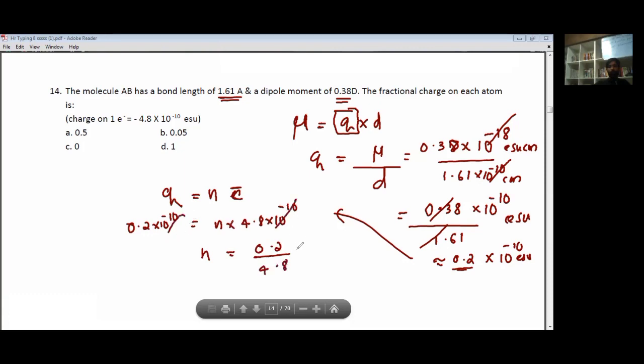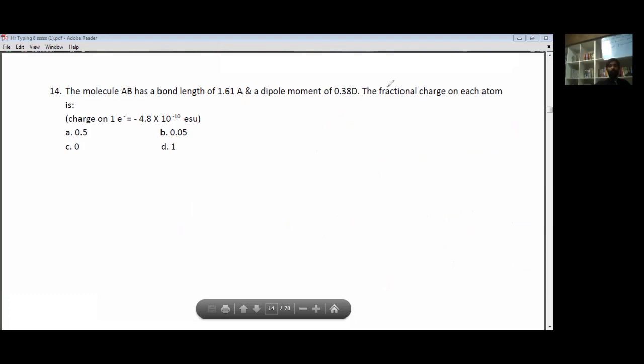10 raised to minus 10 gets cancelled. So 2 by 48. If having 0.00, then it will be 200 divided by 48. The answer is nearly 4. Okay. This may be nearly 0.25, I think. So nearly the value approximately 2. So 0.05 will be the answer. Okay. Fine. So the fraction of charge is 0.05.